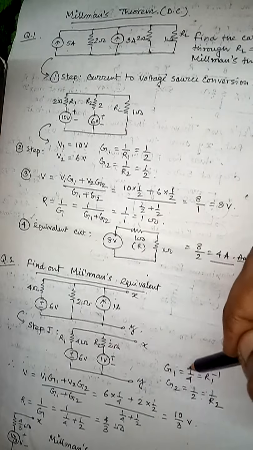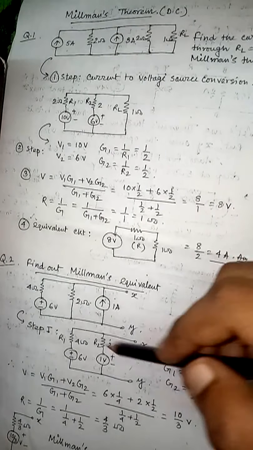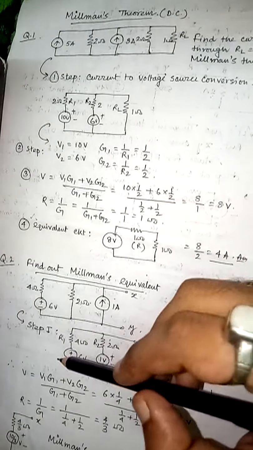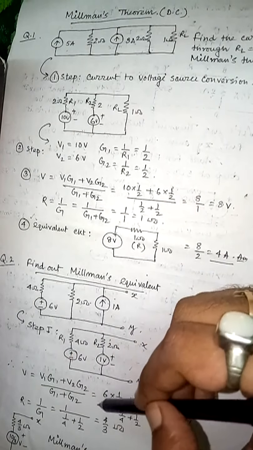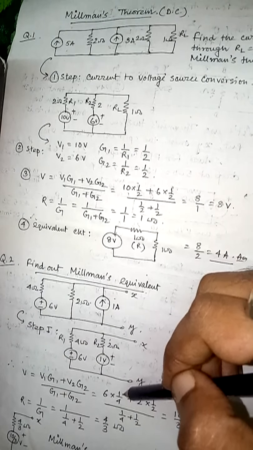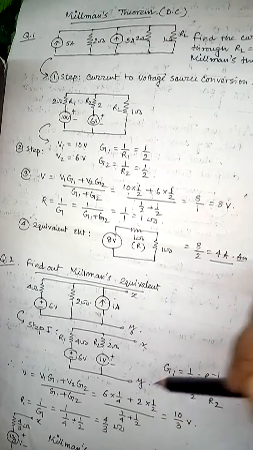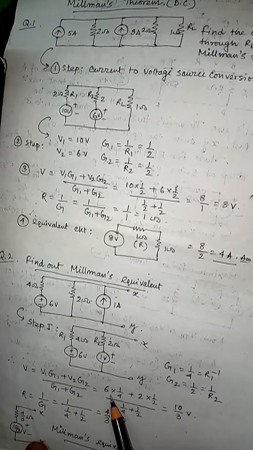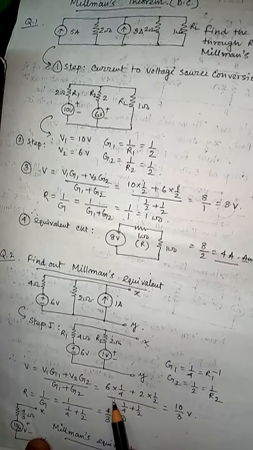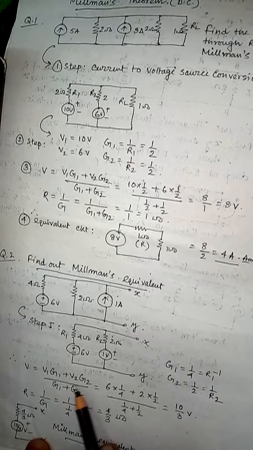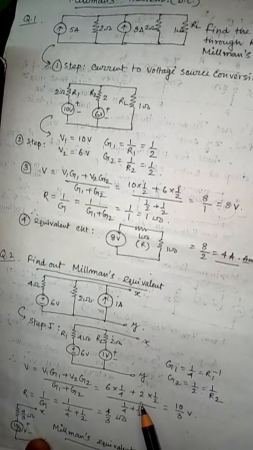So what is G1? G1 is 1 by 4, and G2 is half. Here we simply use V1 G1 plus V2 G2 by G1 plus G2, that is 6 cross 1 by 4 plus V2 G2. It is 6 because this is the 6 volt source. Here what is V2? It is 1 volt.